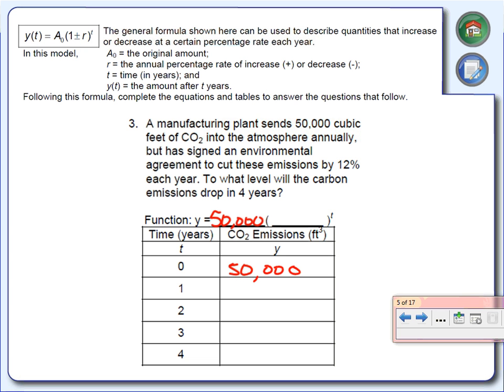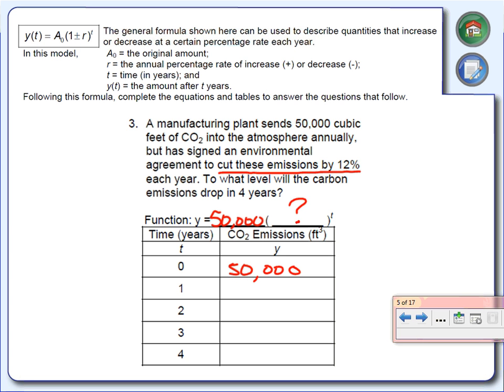What we need to do is find this missing number over here. Now let's go back to the question. It says here that they signed an environmental agreement to cut the emissions by 12%. They're going to cut the emissions. So, are my Y values going to get bigger or smaller than 50,000? Smaller, because we're cutting. So, we need to figure out what number goes right over here.